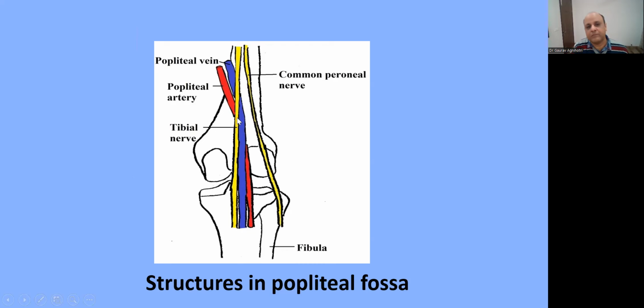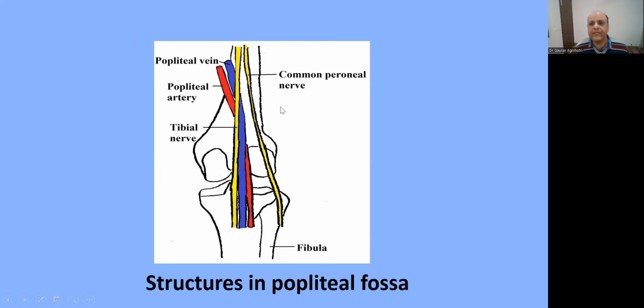So deeper to the tibial nerve is the popliteal vein, which crosses the fossa vertically. So still deeper is the popliteal artery. So the deepest structure is the popliteal artery because the nerves, they lie in the same superficial plane. So you've got tibial nerve and its branches lying superficially. Deeper to that, you've got the popliteal vein and its tributaries, and still deeper, the popliteal artery and its branches.